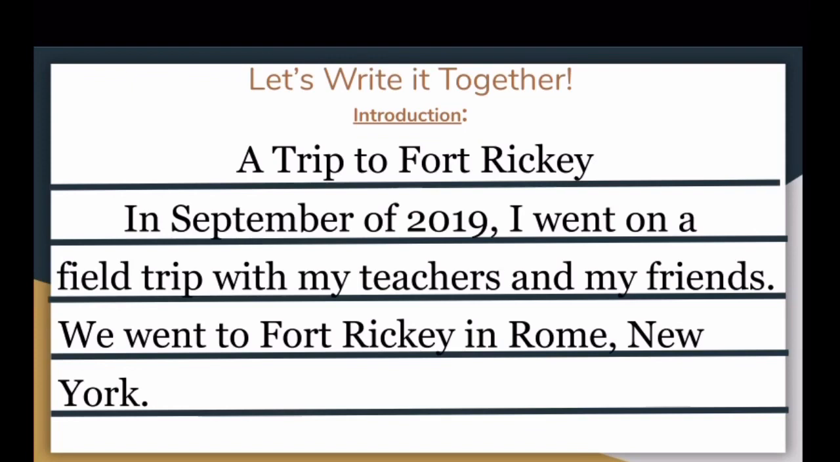So now we have our first part, we have our title. This is telling us what the story is going to be about. Now we're doing our introduction sentence, which is going to tell us when and where and who. In September of 2019, I went on a field trip with my teachers and my friends. We went to Fort Ricky in Rome, New York, period.